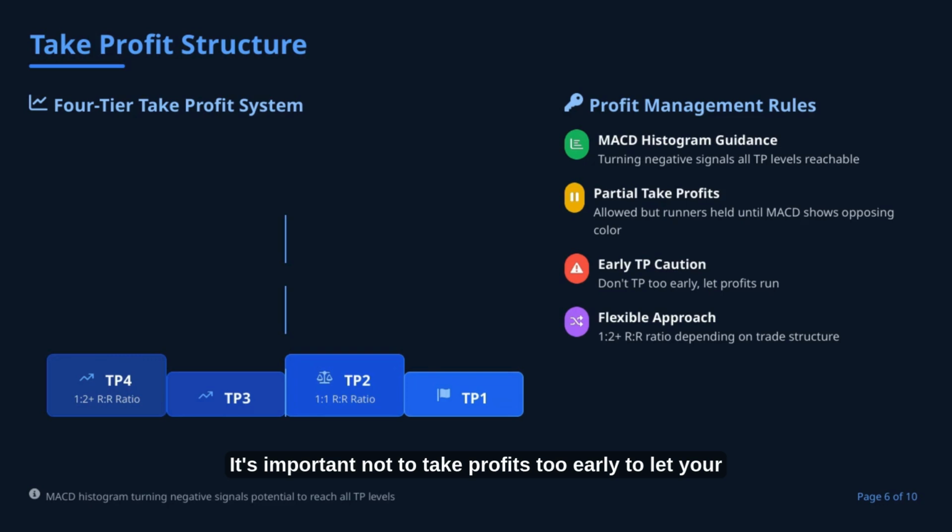It's important not to take profits too early, to let your gains run, but also to remain flexible and adjust the take-profit levels in line with the trade structure. This approach helps balance protecting profits with maximizing returns.